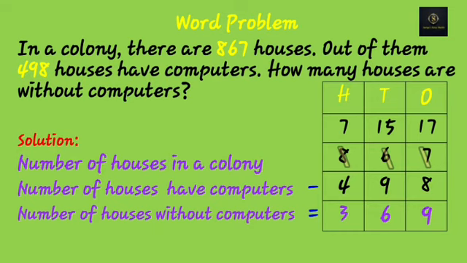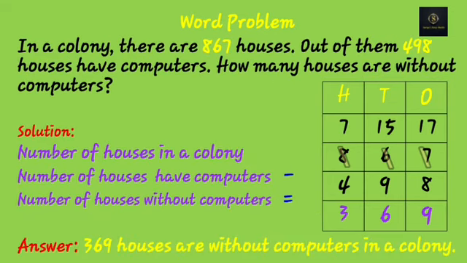So children, how many houses are without computers in a colony? Yes, 369 houses are not having computers in a colony. So here we write last and important statement, that is our answer statement. 369 houses are without computers in a colony.